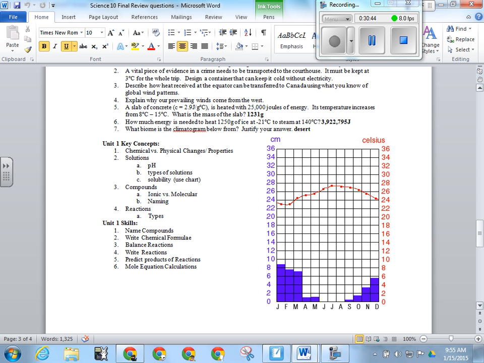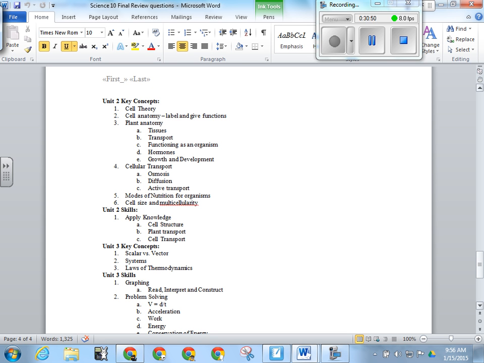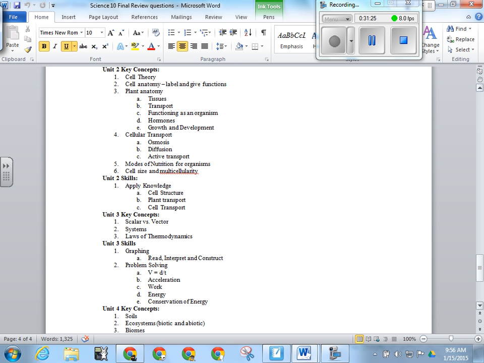And then for the second unit, our key concepts: cell theory. There were 3 points to the cell theory, and that could be a multiple choice item. Cell anatomy, label the parts, tell me what they do. Plant anatomy, tissues functioning, hormones, growth and development, that could include tropisms. You might want to write that beside it because it doesn't really specify, but that would include tropisms. Cellular transport, the big three there, obviously, the modes of nutrition, chemoheterotrophs, photoautotrophs. Cell size, that's the surface area to volume, multicellularity. Then you need to be able to apply your knowledge of cell structure. That's the skills for Unit 2.